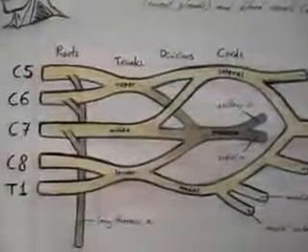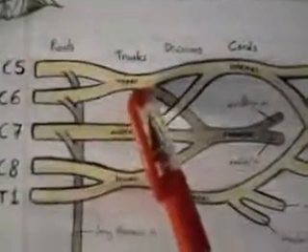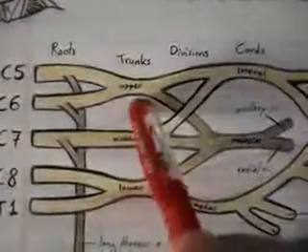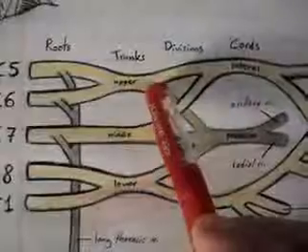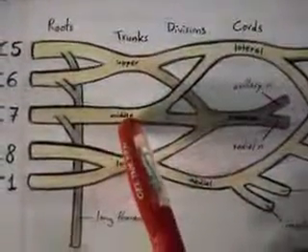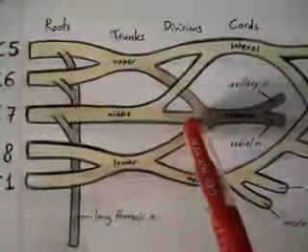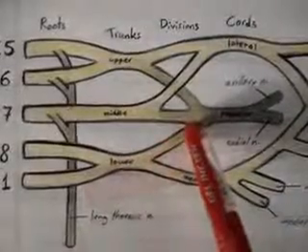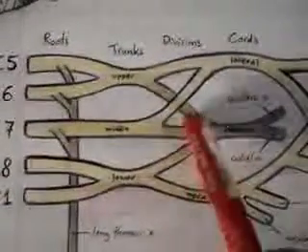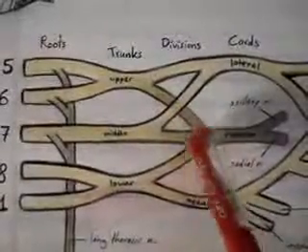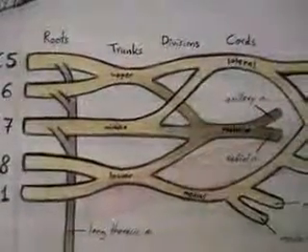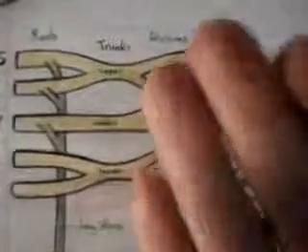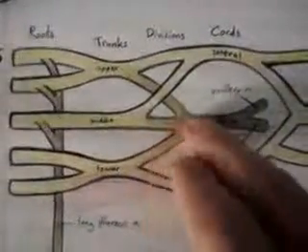Now this next part is a little bit more complicated. Each trunk is going to divide into an anterior and posterior division. So the upper trunk is going to divide into anterior division and posterior division. Middle trunk is going to divide into anterior division, posterior division, and lower trunk is going to divide into anterior division and posterior division. As you can see, I shaded the posterior divisions darker so that it looks like they're going down into the page, in other words, posterior. And the anteriors I shaded lighter so that they're on top. They're anterior and those ones are posterior.